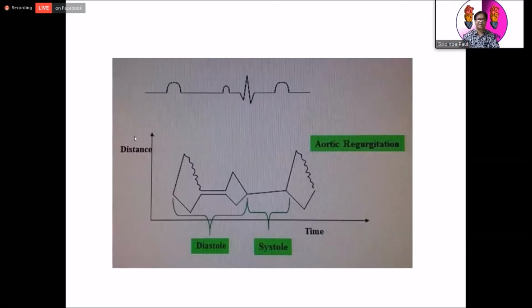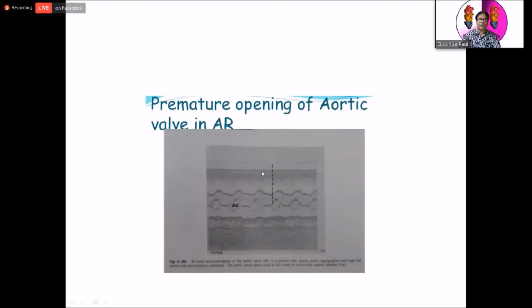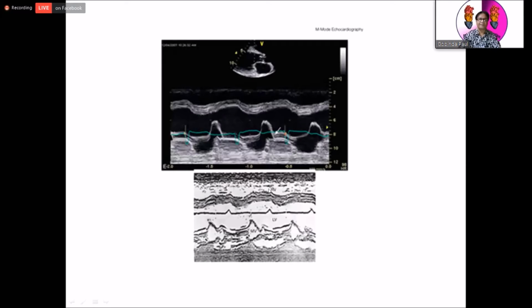Here is a schematic representation of the fluttering of the AML in case of aortic regurgitation. Here also, as we see, there is premature opening of the aortic valve in case of aortic regurgitation. Here also premature closure of the mitral valve in case of severe aortic regurgitation. The regurgitant blood compresses the AML, causing partial occlusion of the mitral valve and causing functional mitral regurgitation.